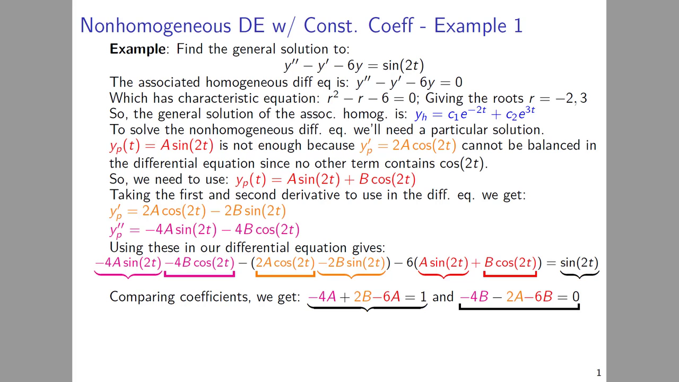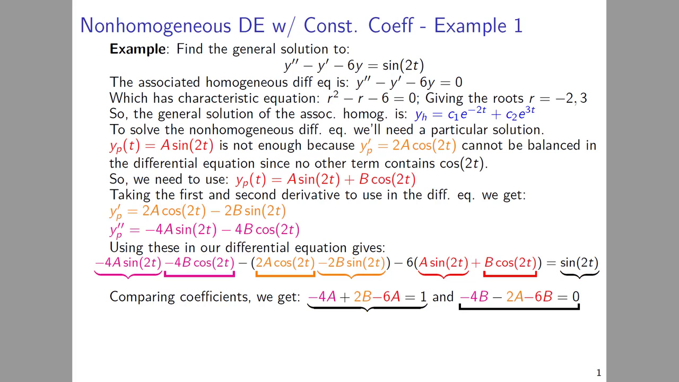Similarly, the coefficient of cos 2t must be the same on the left and on the right. The coefficient of cos 2t on the left is -4b - 2a - 6b, while on the right it is simply 0, since there isn't a term of cos 2t over there. So this gives the equation -4b - 2a - 6b = 0.